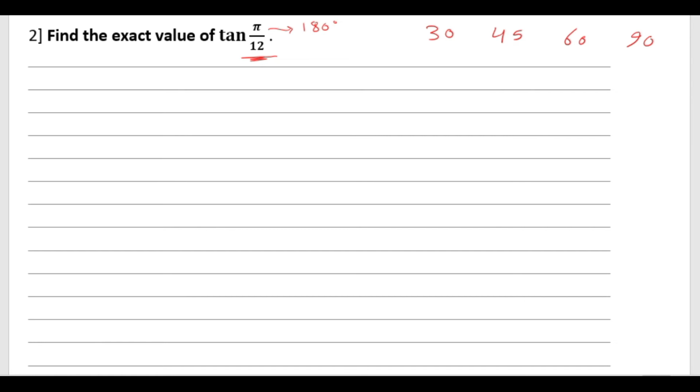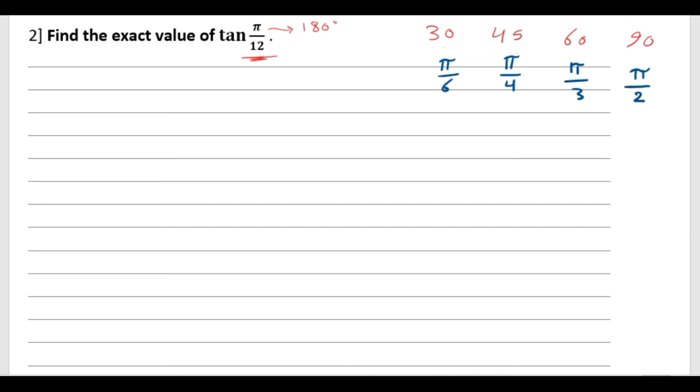But here the angle is written with pi, so we will write each of these angles in the form of pi. 30 equals pi over 6, 45 equals pi over 4, 60 equals pi over 3, 90 equals pi over 2. So here is each angle in number form and pi form. The same, we have to write this angle as a sum or difference between two angles.